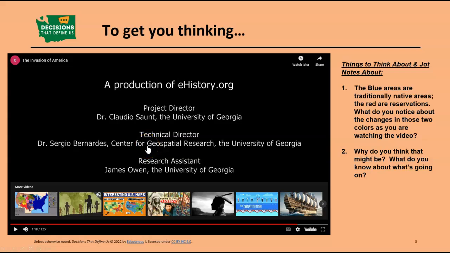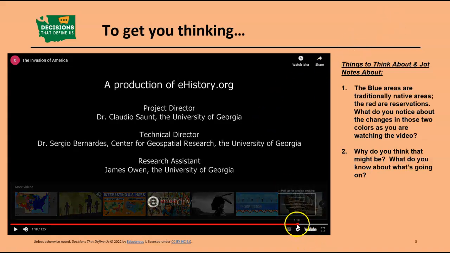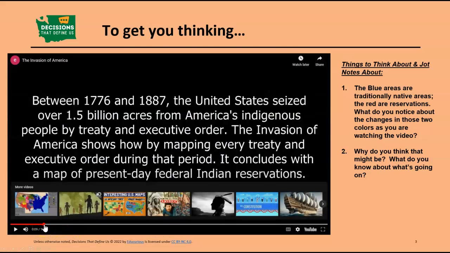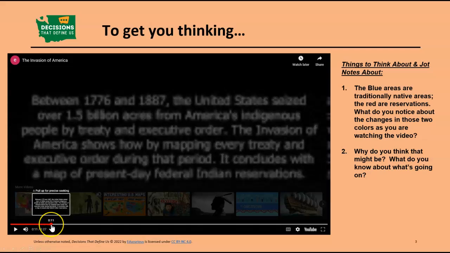All right. So as we were watching that, right, those blue areas, we started in 1783, so that's not before contact, but after by almost 100 years. Okay, maybe a little bit more. But those blue areas on the map were traditionally native areas. Okay, so I'm going to back my video up just a little bit so we can look at the very beginning of that.